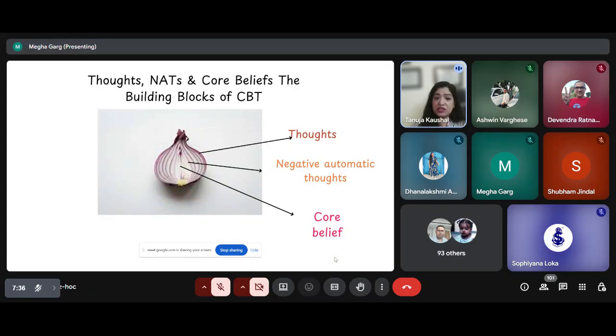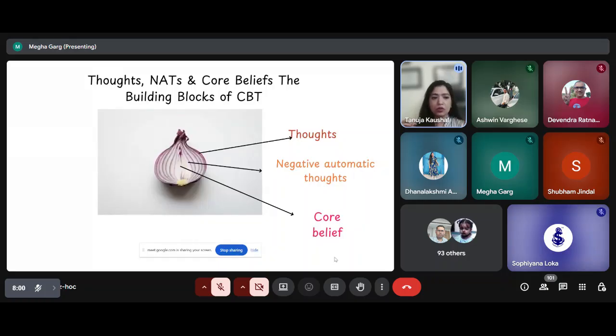Next, these are three very important concepts, guys, that you should all know before you practice CBT. One is thoughts, the second is negative automatic thoughts, and third is core beliefs. So I have tried to put it in an onion analogy. You think of your mind as an onion with three layers. The outer layer is the thoughts.